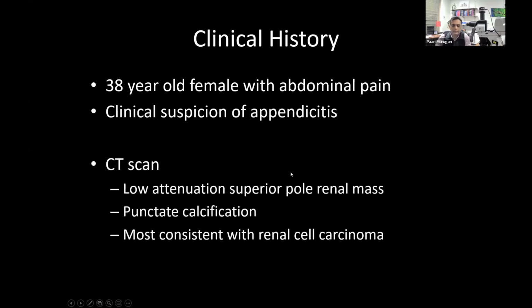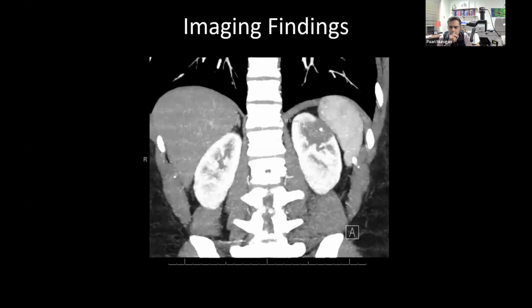The CT scan actually did not show any appendicitis, but instead showed a mass in the kidney. And the radiologist thought that this was most consistent with a renal cell carcinoma. Now, renal cell carcinomas are not that common in patients in their 30s, but certainly they do occur. So this is a good differential diagnosis. So let's look at the image.